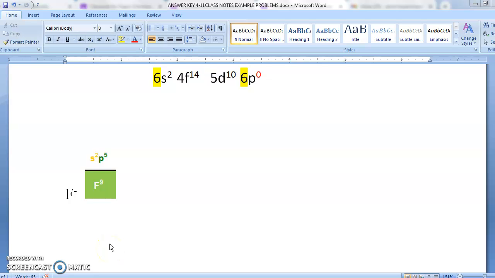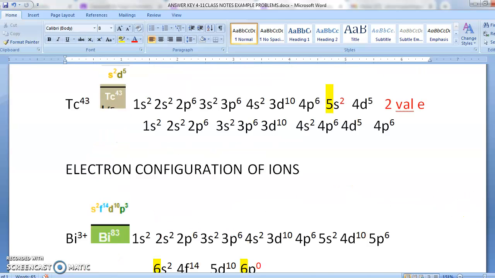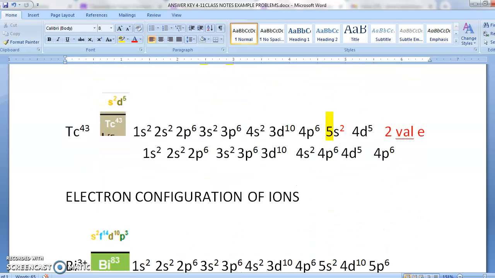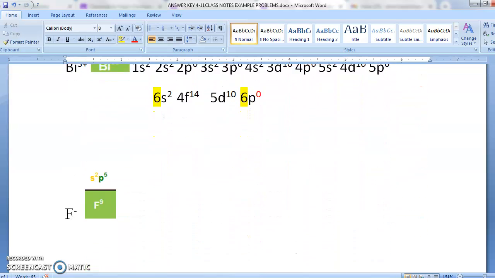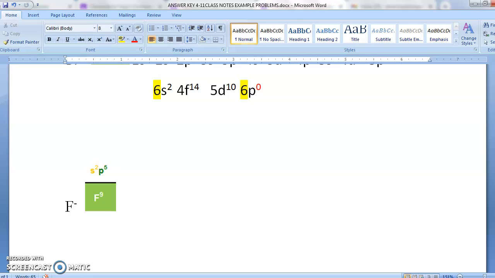All right then, and now we come to our final electron configuration on our class example problems. If you're having any questions on any of this, please don't hesitate to ask.